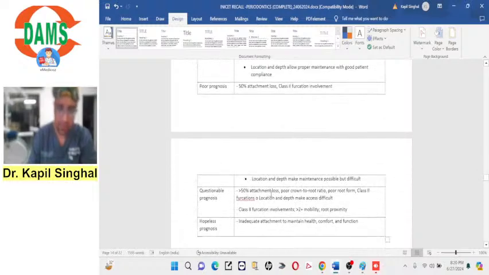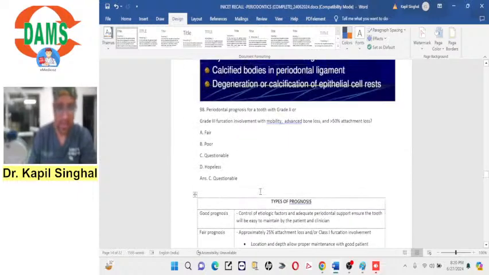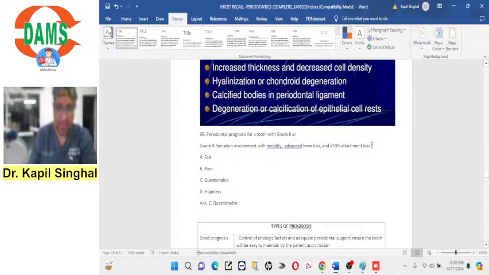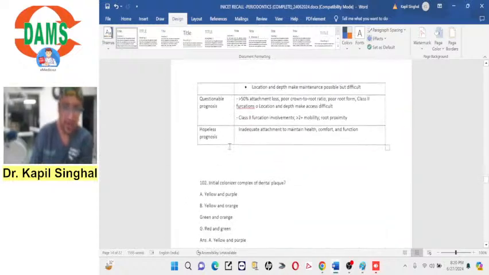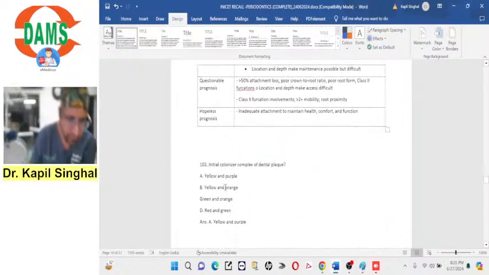Questionable is more than 50% of the attachment loss with class 2 or class 3. And hopeless is inadequate attachment loss. Right now the information we have is that more than 50% of the attachment loss is there. So the best option and the answer here would be C, questionable prognosis. Okay, so fair is 25, poor is 50 and class 2. Questionable is more than 50, hopeless is significant inadequate bone support.